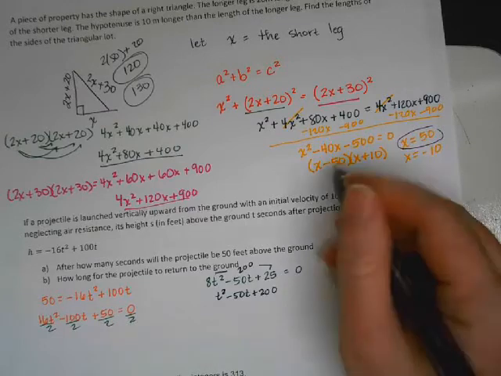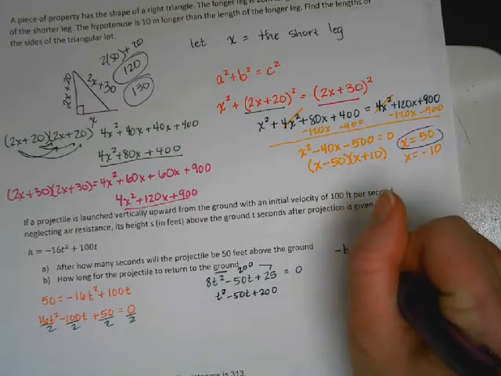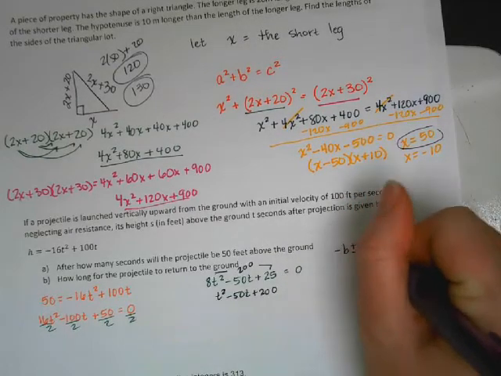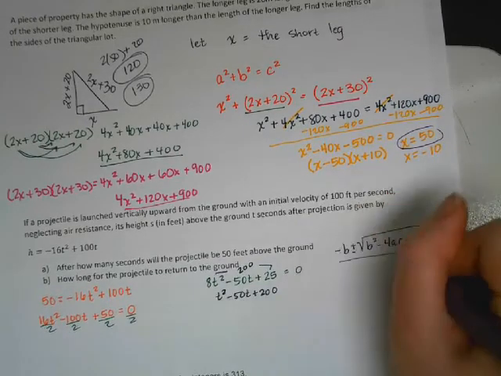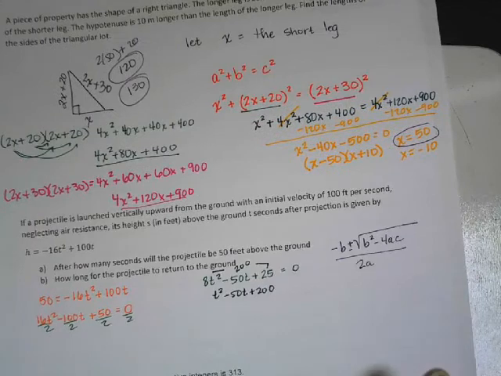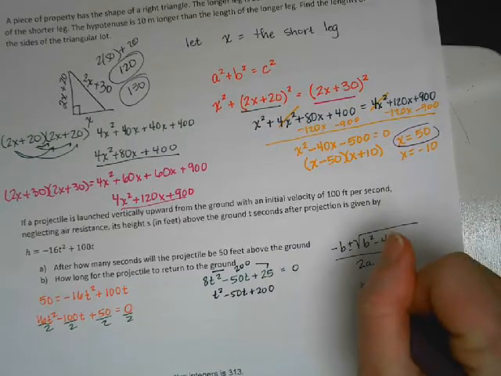Everybody know it? Negative b plus or minus the square root of b squared minus 4ac over 2a. All right, so negative 50.